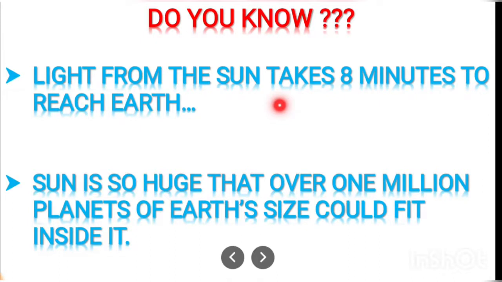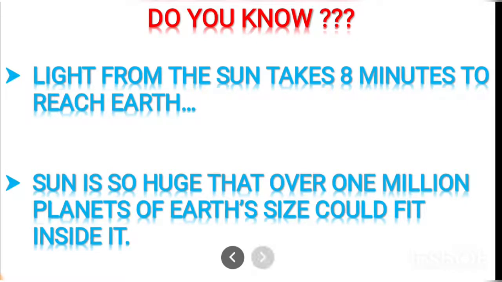Next comes, light from the sun takes 8 minutes to reach earth. So remember this point. You might not know that whatever light we are getting from the sun takes 8 minutes to reach the earth. The next one is, the sun is so huge that over 1 million planets of earth's size could fit inside it. Can you imagine so many earths can fit inside the sun?